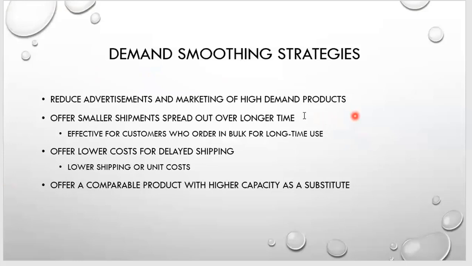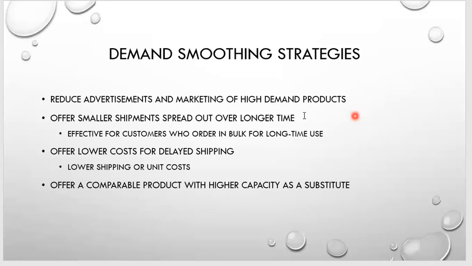Okay, so now, various demand smoothing strategies. Reducing advertising and marketing of high demand products. I'm going to cover in a couple weeks theory of constraints, about where lean is better than push strategies. Lean is a pull type strategy. Push strategies are economies of scale. And we're going to talk about high demand and low demand products at that time.